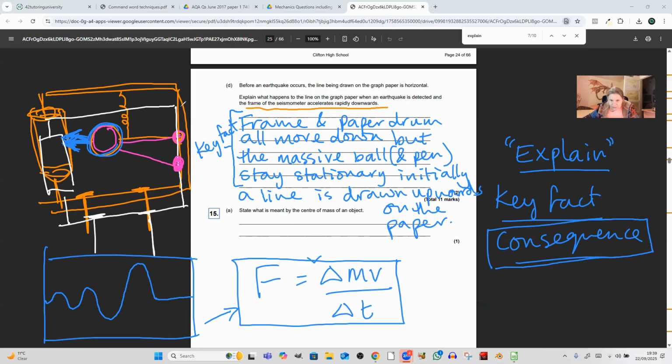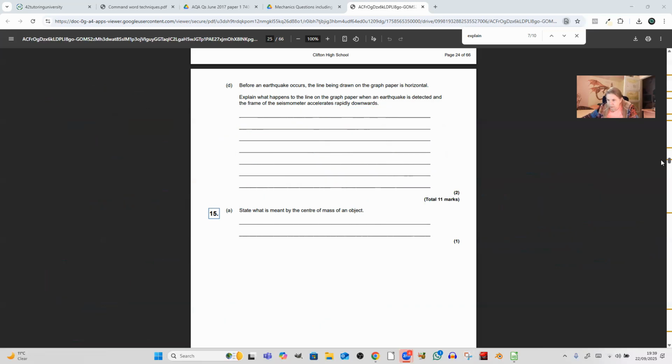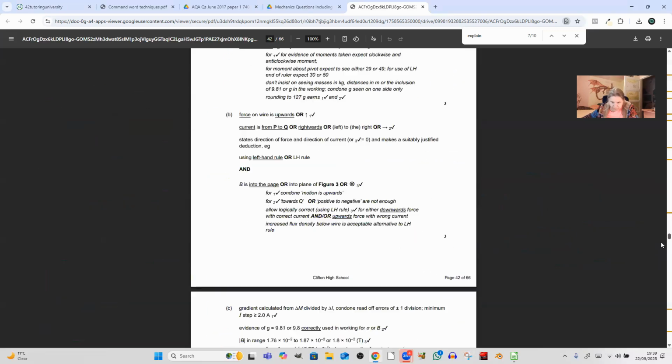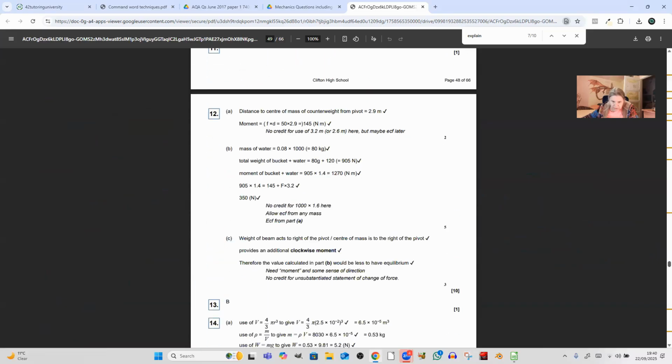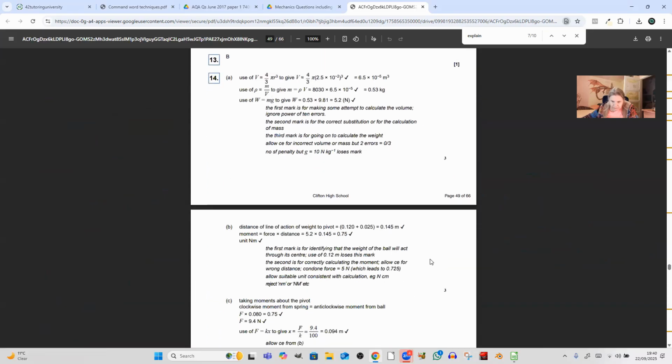Right, now, this was question 14, part D, and all I was trying to do was get you to start thinking about how to structure an explain answer, okay? So I'm going to clear all my drawings. So this is part D, 14, part D. Let's go and see what it says in the mark scheme. So 14, part D.